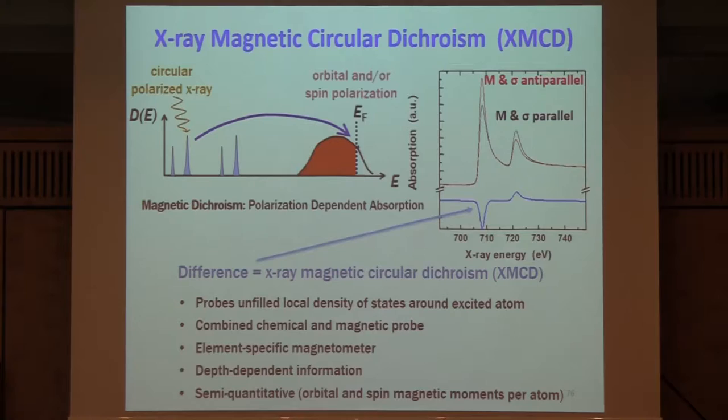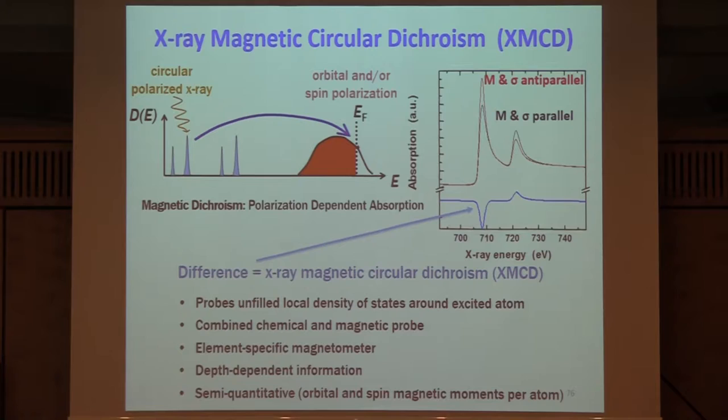So here, there's two measurements, red and black, with the magnetization anti-parallel to the circular polarization and parallel to the circular polarization. And you can see there's a difference in the absorption. That difference, when you make that subtraction and get the blue curve, that is what is known as the X-ray magnetic circular dichroism. Dichroism just means the difference in the absorption for two colors, traditionally, historically. But we use it to mean the difference of two polarizations.